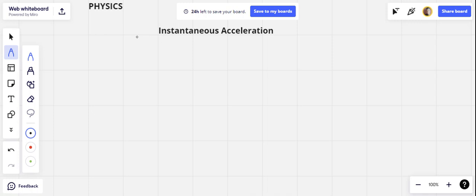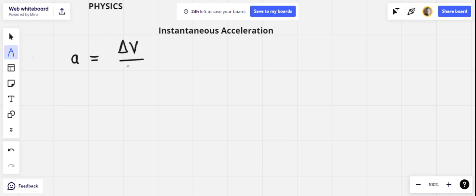Instantaneous acceleration. When you talk about instantaneous acceleration, it means that your acceleration, first, you know that acceleration a is what? Changing velocity with respect to time. We can say change in velocity over change in time.